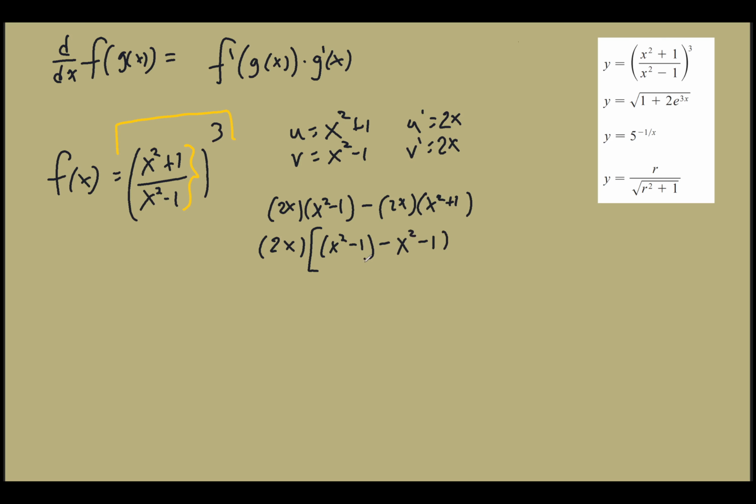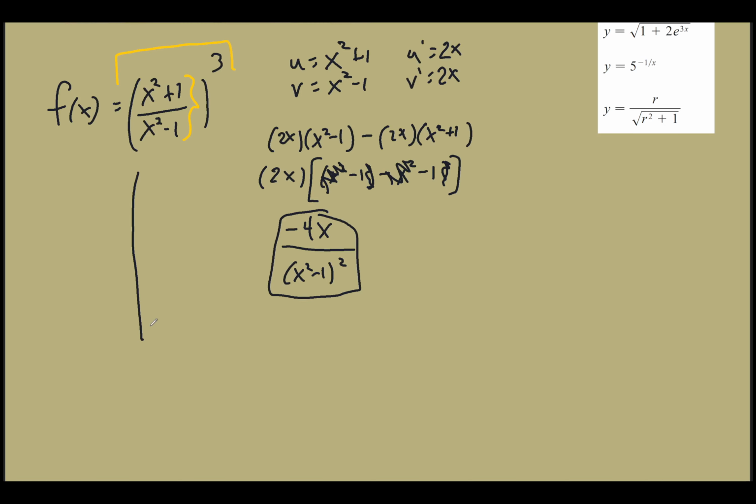We can take the parentheses away. The x squareds will cancel off. This is going to become a minus 2 in here, isn't it? So we're going to get a negative 4x on top, and it's divided by v squared. So that's x squared minus 1 squared. So that in itself is just going to be our g prime here, the derivative of the quotient on the inside. Now we can go about our business now that we know that.